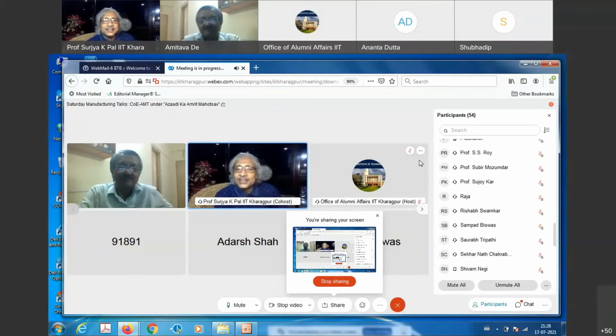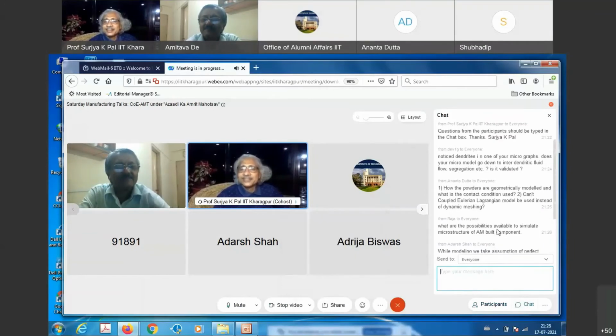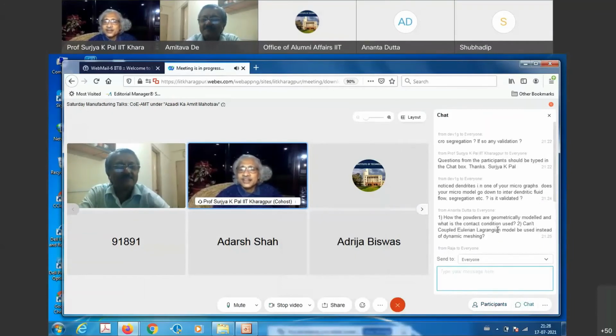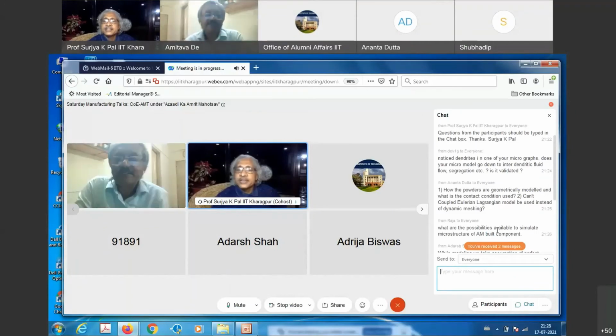So let us look into some of the questions which are already there in the chat box. A lot of questions, in fact. Good. Actually, the topic is so interesting, and also your nice presentation. One of the participants has mentioned: I noticed dendrites in one of your micrographs. Does your micrograph model go down to the interdendritic fluid flow, segregation, etc.?